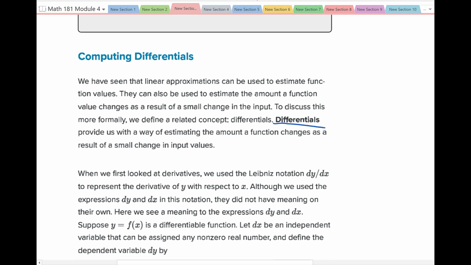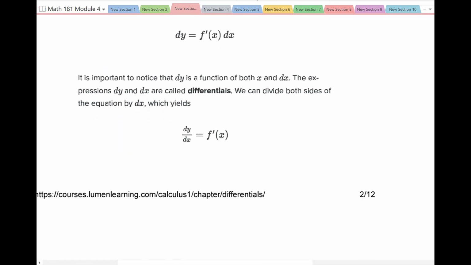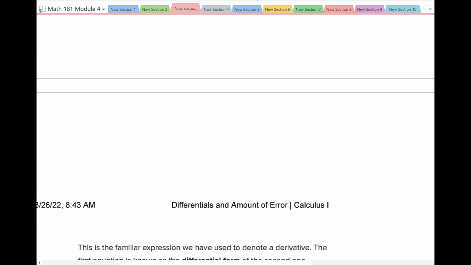So differentials provide us with a way of estimating the amount a function changes as a result of a small change in the input values. So that's our differential formula.